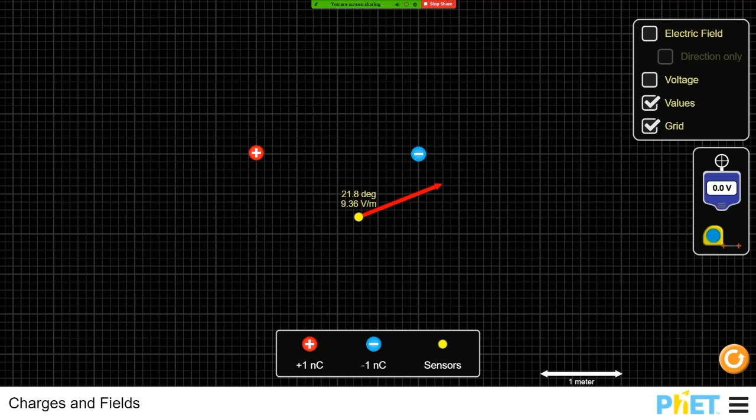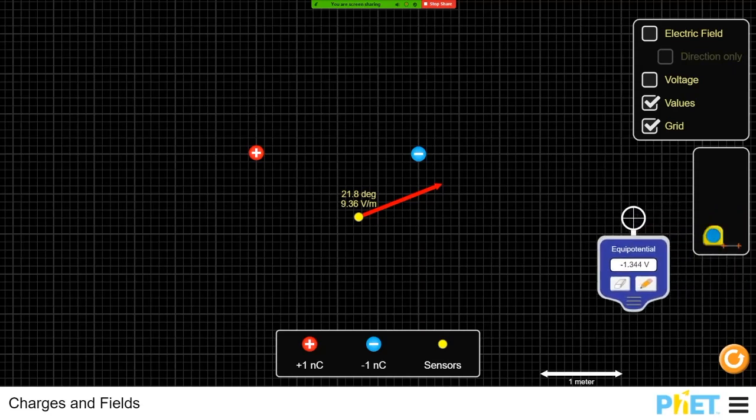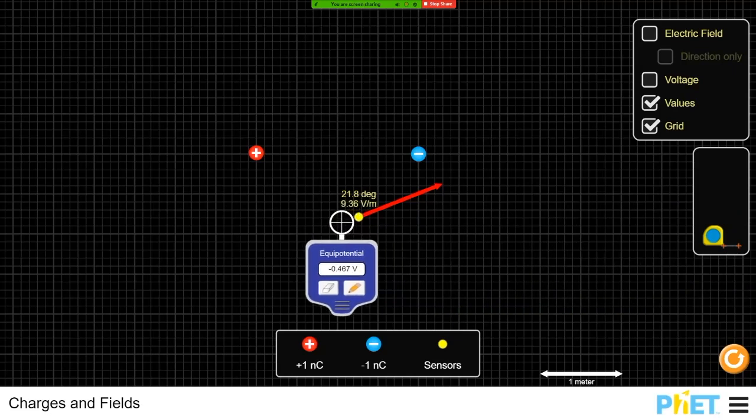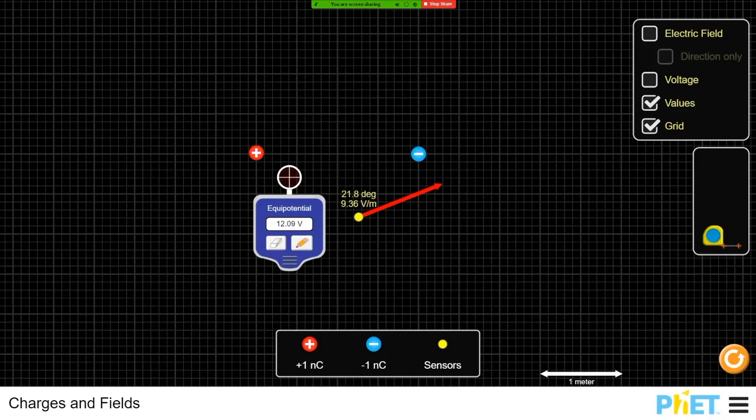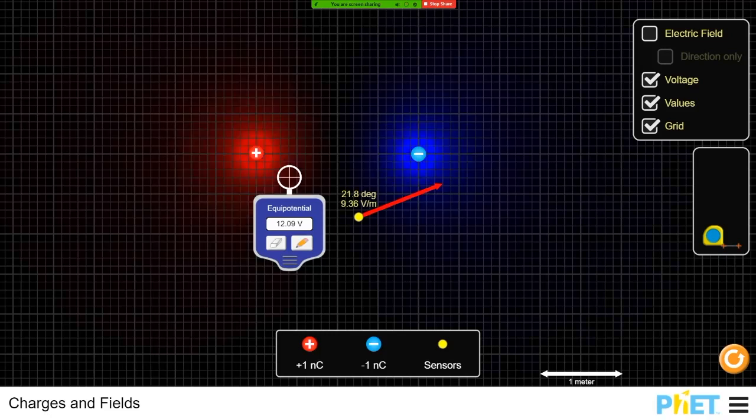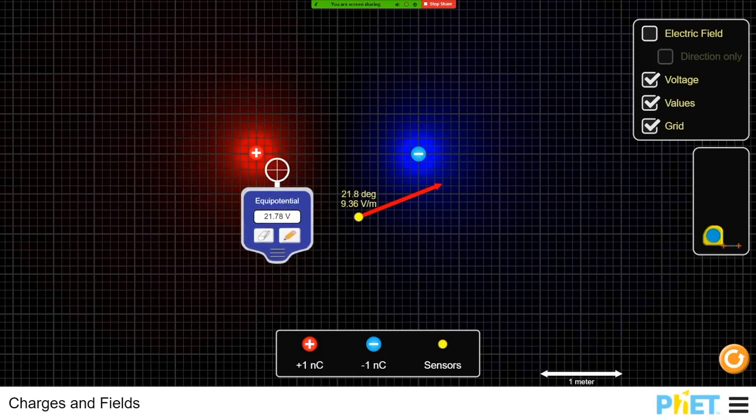So this is the equipotential tool, and it is able to measure the voltage value, just like the voltmeter shows. Notice that if we get closer, the voltage is getting bigger and bigger. The voltage is the amount of energy per unit charge, and this is the electric potential.